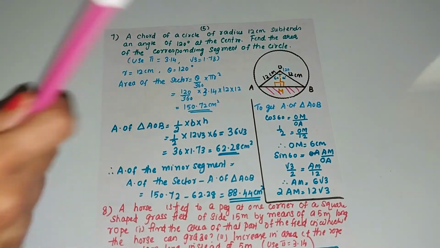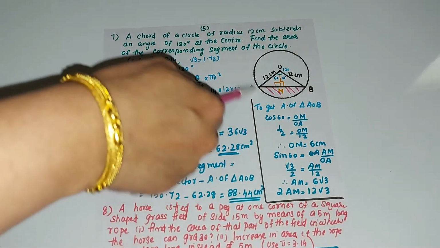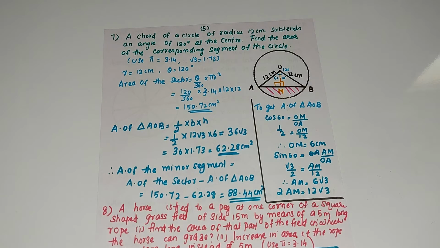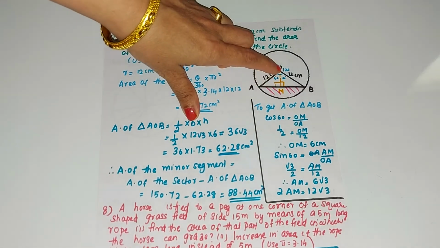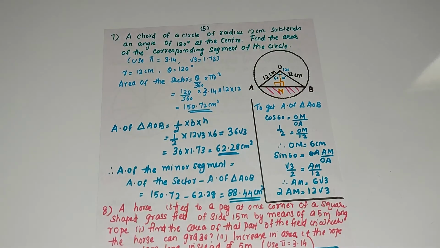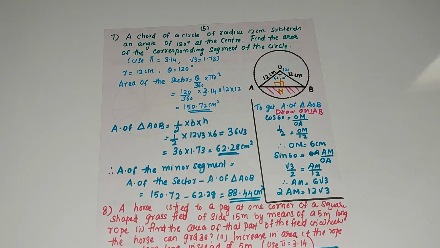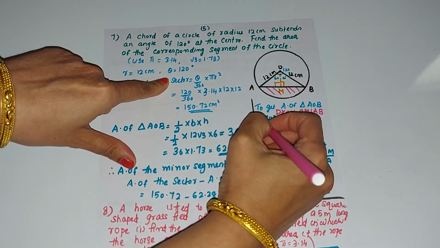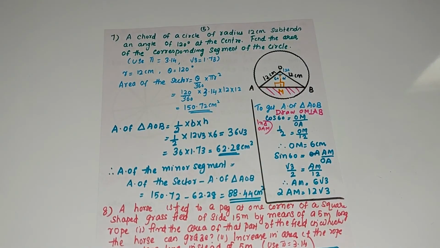Substituting and solving, we will get 150.72 centimeter square. So this is the area of this sector. Now find the area of the triangle AOB. Here the angle is 120, so draw OM perpendicular to AB, dividing it. So in triangle OAM, cos 60 equals OM by OA.